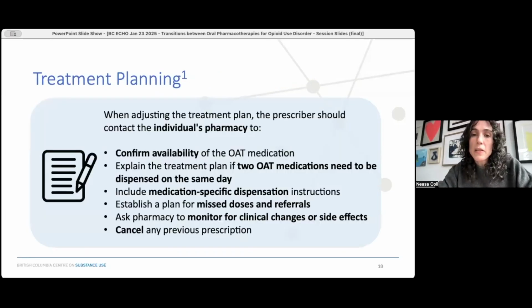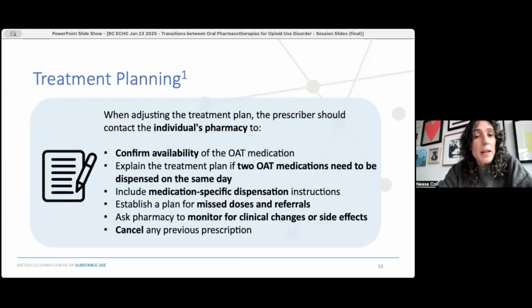So when it comes to this treatment planning, it is important to, again, involve the pharmacy as part of this patient's care team. To confirm availability of the OAT medication you're switching to, make sure that both the patient and pharmacy are aware if you are going to be prescribing a transition where 2 OAT medications are prescribed on the same day and both dispensed on the same day, and include medication-specific dispensing instructions, such as blister packing of buprenorphine naloxone doses or something like that.